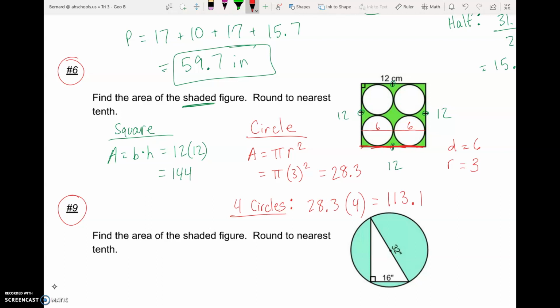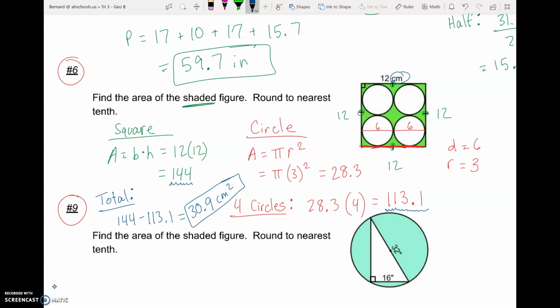And so then our total for this problem is going to be the square number, which is the biggest green piece, and then subtract away our 4 circles. So 144 minus 113.1. And when we do that, we are going to get 30.9, and the units are centimeters squared. And that is our final answer.